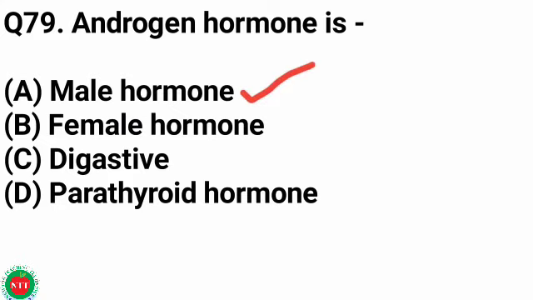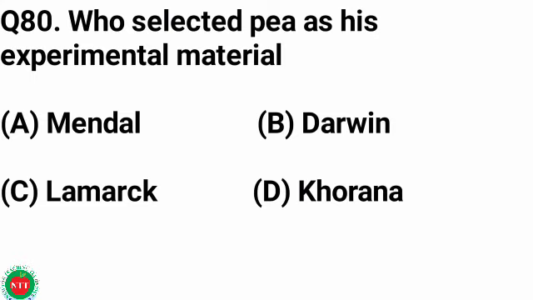Question number 80 and the last question of this model paper. Who selected pea as his experimental material? Mendel, Darwin, Lamarck, Khurana. And the right answer for this question is option A, Mendel.